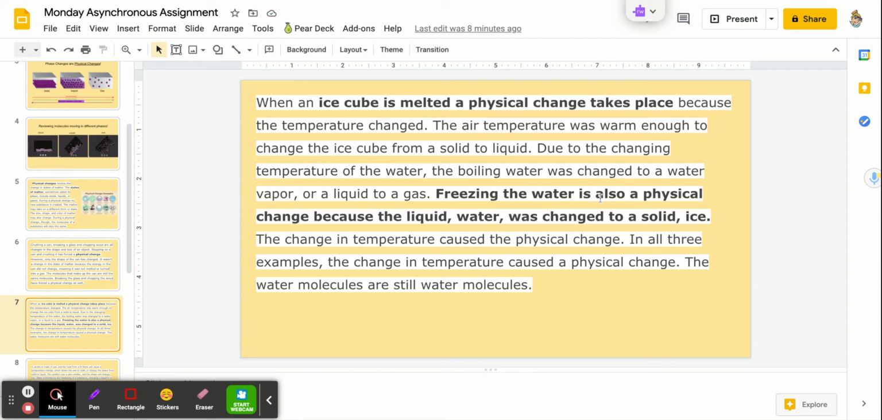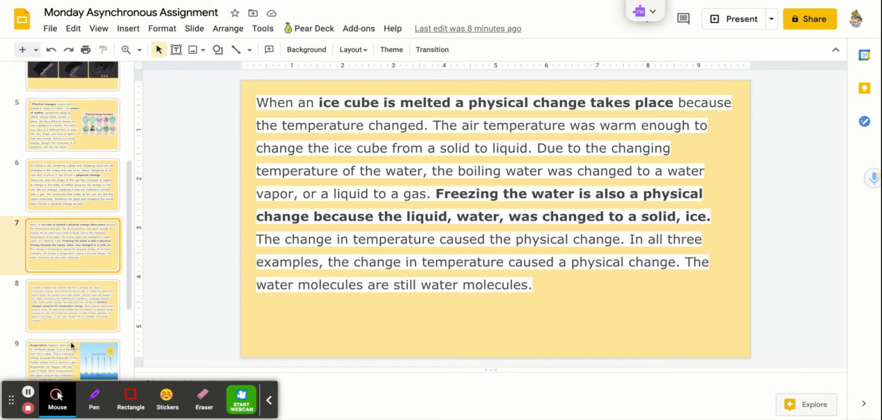Freezing the water is also a physical change because the liquid water was changed into a solid ice. The change in the temperature caused the physical change. In all three examples, the change in temperature caused the physical change. The water molecules are still water molecules. So that's still water, but it's just in a different phase.